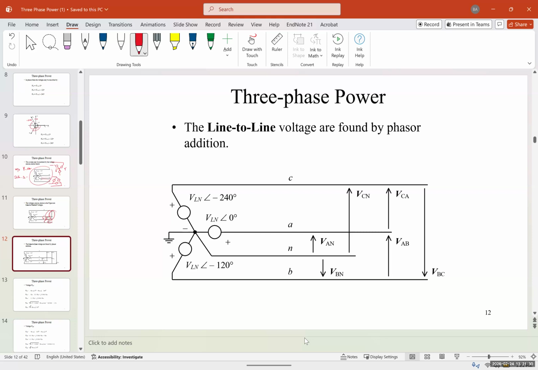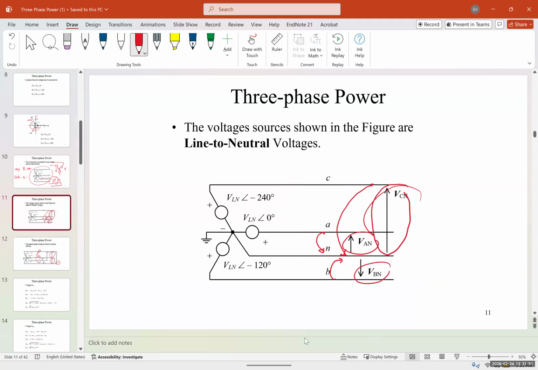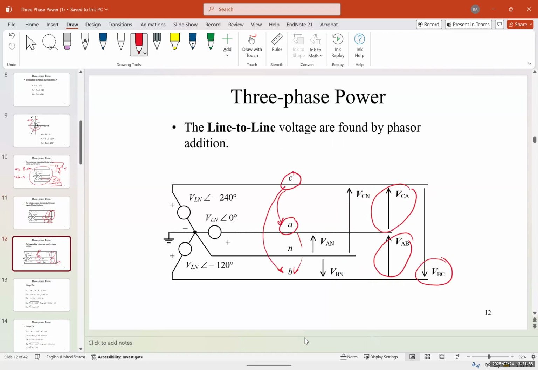Now there's another way we represent voltage. This is between two lines or two phases. So voltage between A and C, voltage between C and B, and voltage between A and B. And we call that VCA, VAB, and VBC. Again, line to neutral is between one line and the ground. Line to line is between two different lines.